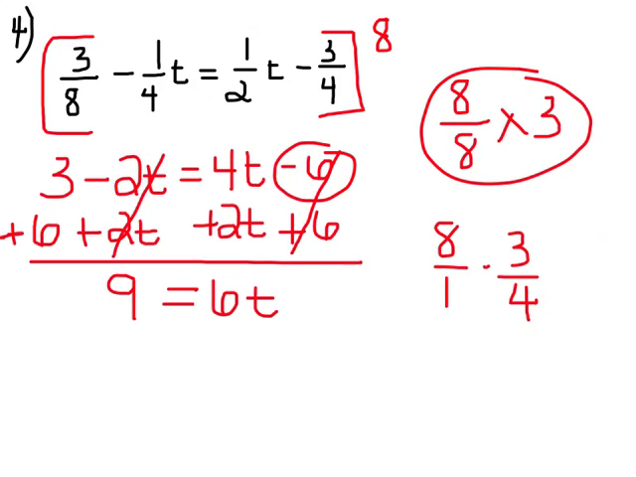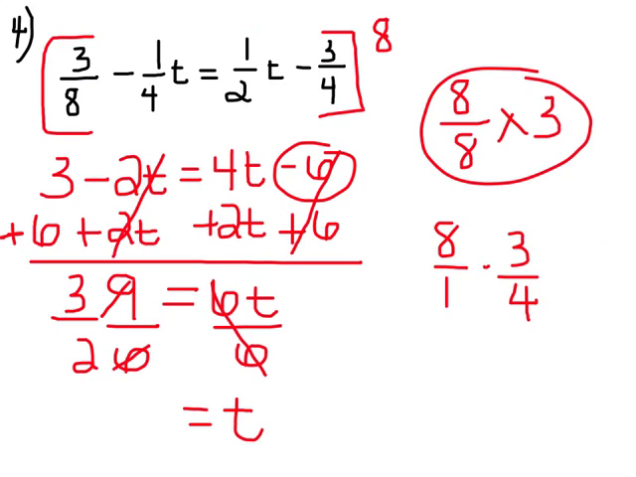And now we can solve our one-step equation by dividing by 6. So t equals, and remember to just reduce your fraction. 3 goes into this twice. 3 goes in here 3 times. So t equals 3 over 2.